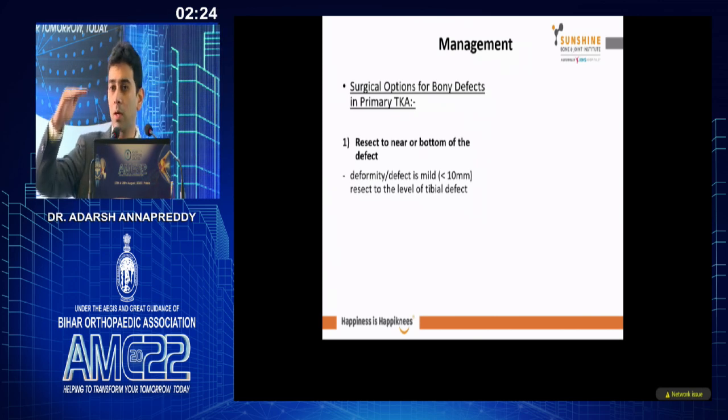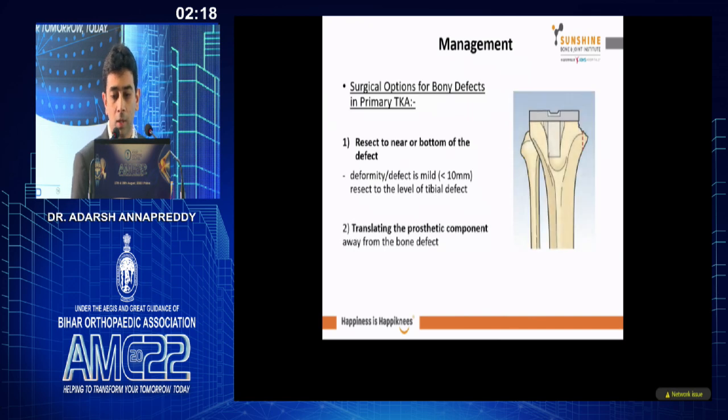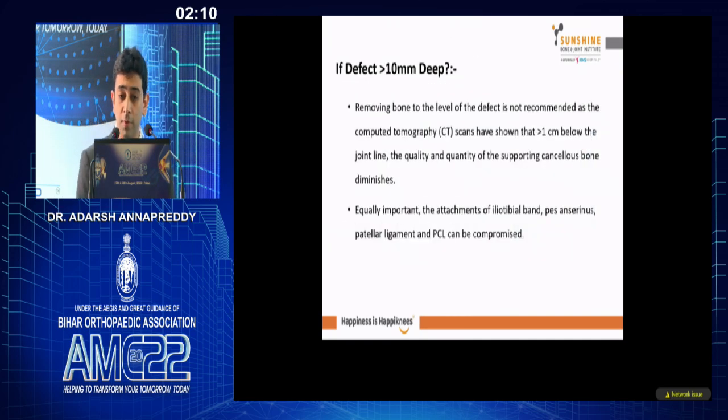So when you have a defect, try to go down, make your tibial cut 1 to 2 mm more, but don't try to chase after the defect. Further on, if you're still not able to get it, you can lateralize your prosthesis a little bit and try to avoid the defect completely, like in this picture. But if the defect is more than 10 mm deep, a lot of studies, and CT scan studies, have shown that anything more than 1 centimeter below the joint line, the quality of the cancellous bone becomes very weak. So do not try to chase after the defect.